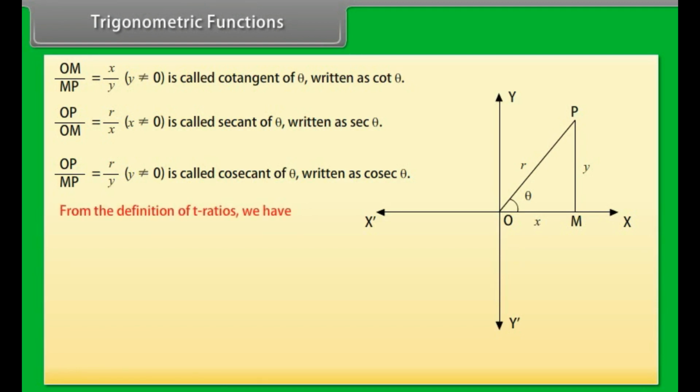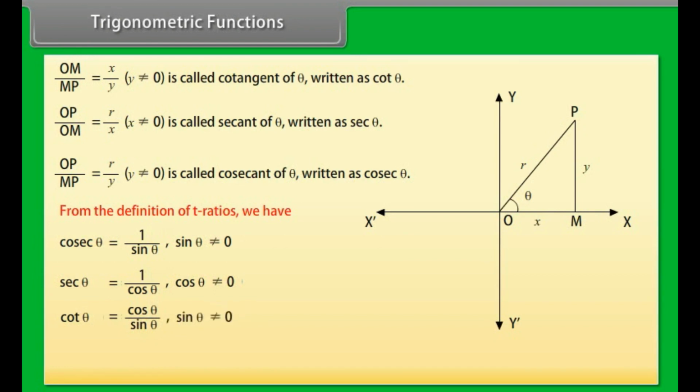From the definition of T ratios, we have cosec of theta equals 1 by sine of theta, sine of theta not equal to 0. Sec of theta equals 1 by cos of theta, cos of theta not equal to 0. Cot of theta equals cos of theta upon sine of theta, sine of theta not equal to 0. Tan of theta equals sine of theta by cos of theta, cos of theta not equal to 0.